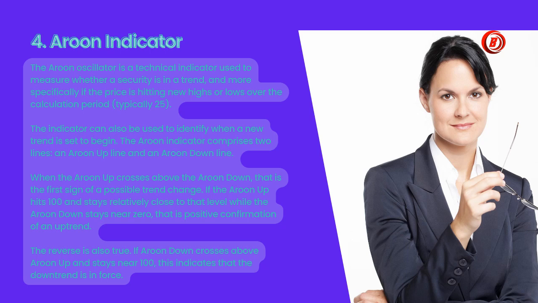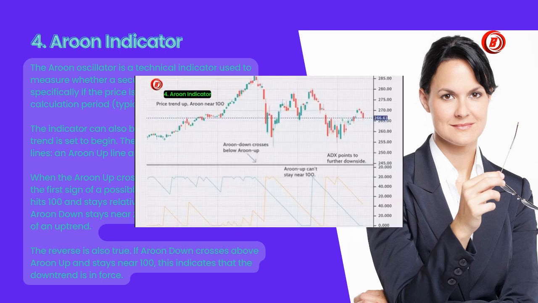4. Aroon Indicator. The Aroon Oscillator is a technical indicator used to measure whether a security is in a trend, and more specifically if the price is hitting new highs or lows over the calculation period, typically 25. The indicator can also be used to identify when a new trend is set to begin. The Aroon indicator comprises two lines, an Aroon up line and an Aroon down line. When the Aroon up crosses above the Aroon down, that is the first sign of a possible trend change.